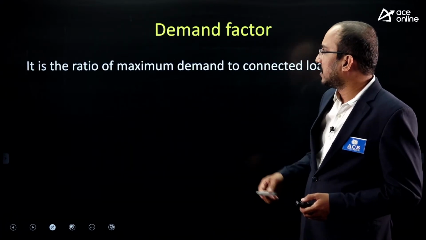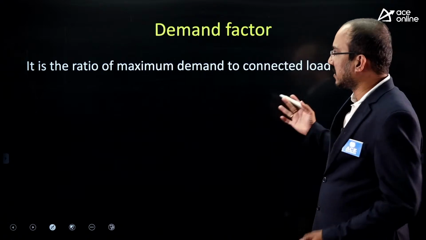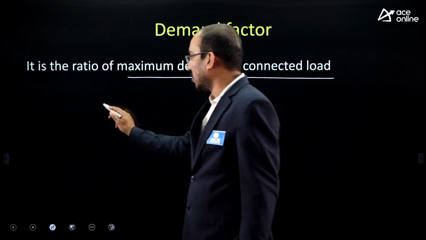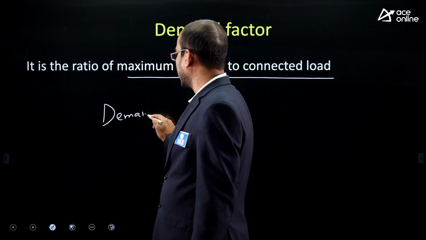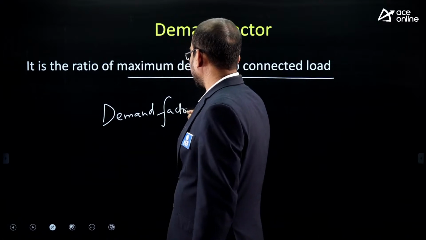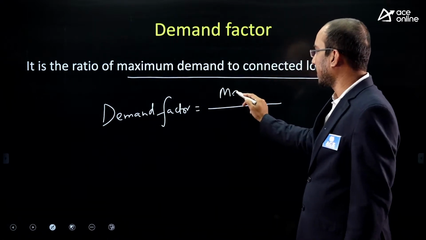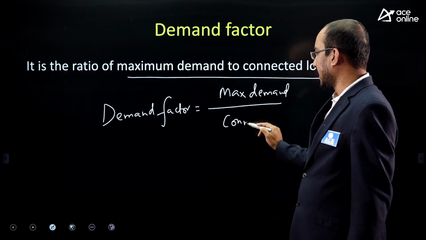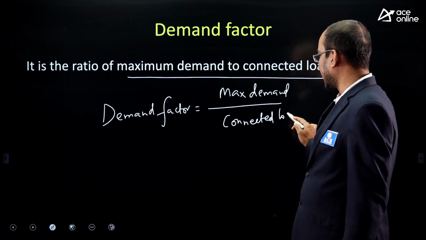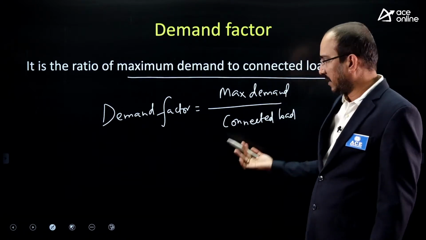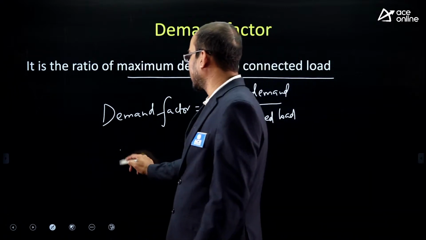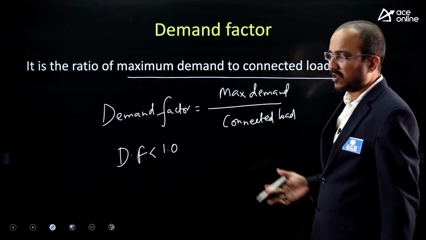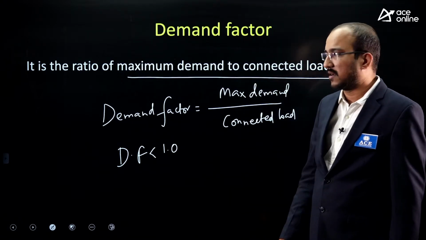Descending order. Now let us observe what we mean by demand factor. Demand factor means what? Ratio of maximum demand to connected load. Which will be more? Connected load is greater than what? Maximum demand. Connected load will be greater than maximum demand. So demand factor will be less than 1 because connected load will be greater than maximum demand. Demand factor is less than 1.